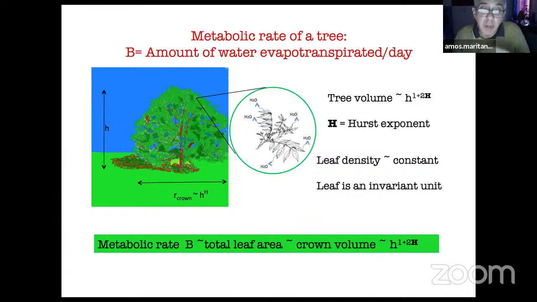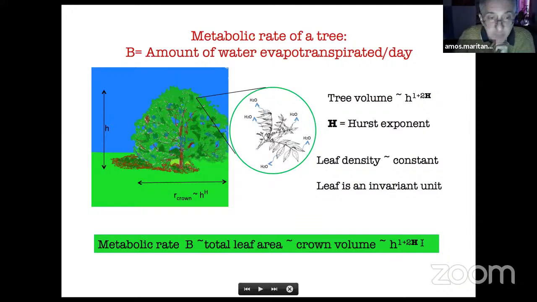So we go from H cubed near the tropics to H squared to the north. If the leaf density is more or less constant, we can deduce, since the evapotranspiration is proportional to the surface of the leaves, and the number of leaves is proportional to the volume, that the metabolic rate of the tree is related to the volume of the crown, which is the height of the tree to the power 1 plus 2H, capital H.